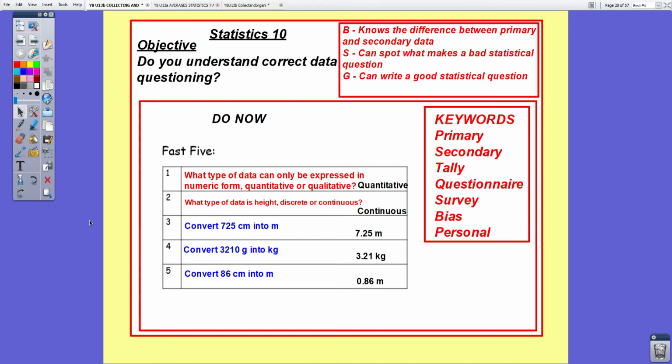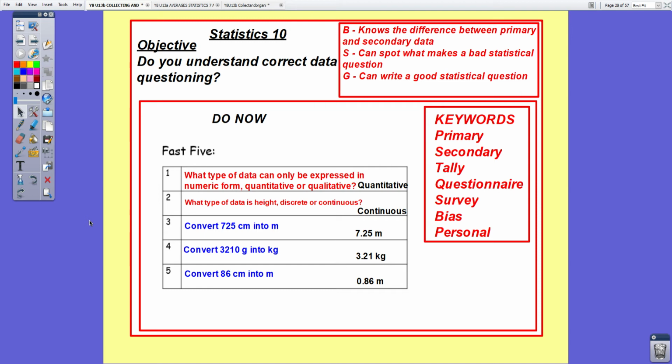Okay, here's the answers. What type of data can only be expressed in numeric form? Quantitative or qualitative? The answer is quantitative. Remember the clue being quantity, quantitative. 2. What type of data is height? Discrete or continuous? It is continuous. It can take any value whatsoever.